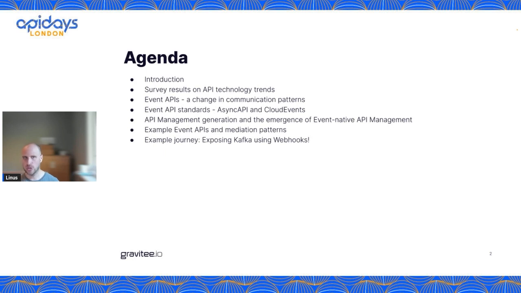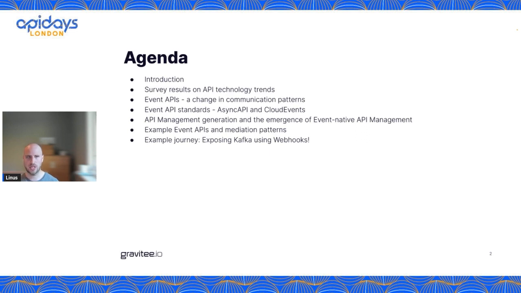We'll then just very, very quickly look at some of the event API standards or asynchronous standards out there, like AsyncAPI and CloudEvents, to see how they are similar and different and what problem they're looking to solve in this space. We'll then take a look at how API management platforms have evolved over the years and how they are maybe emerging into event native API management to cater for this new world that is indeed asynchronous.